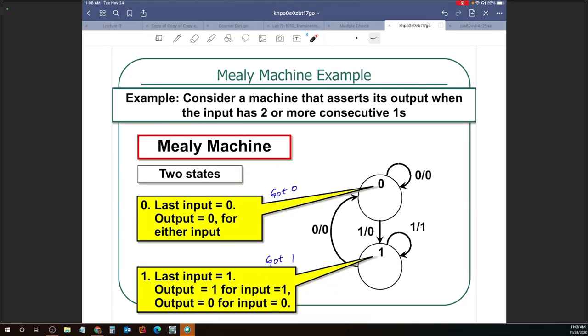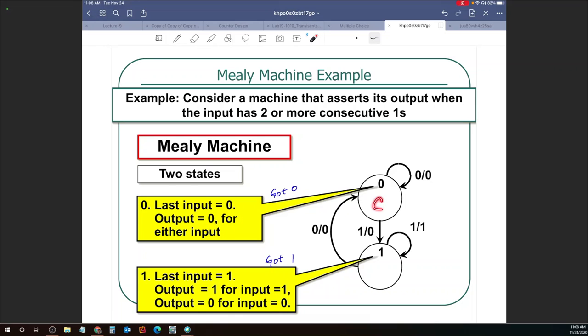Outputs on the arcs, absolutely right. The outputs are now a function of the arcs as opposed to being limited to the states. That is what is making it possible. No, that's right. The outputs being a function on the arcs, that's what makes it possible.